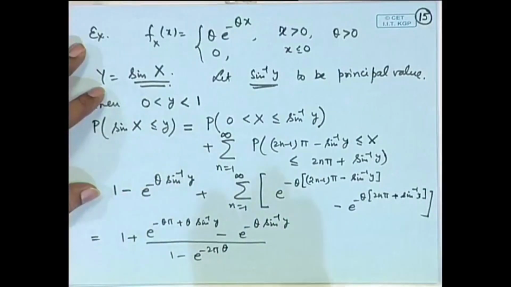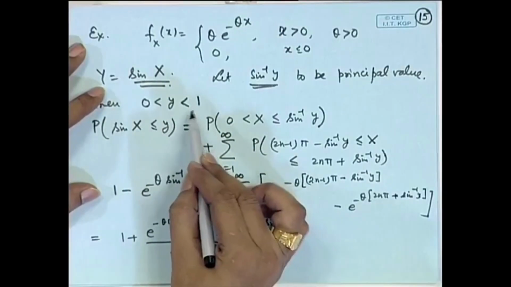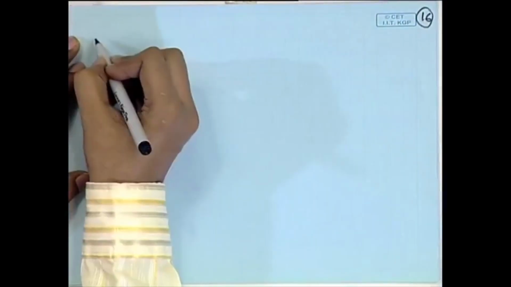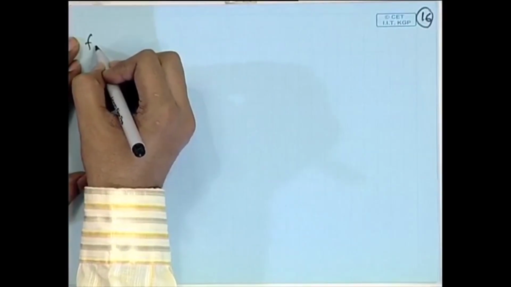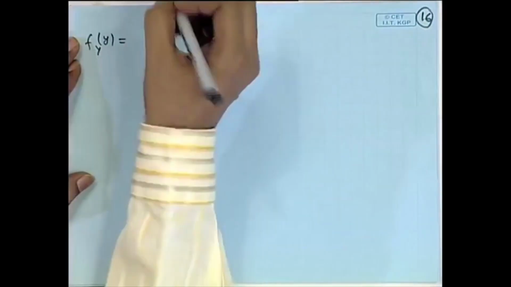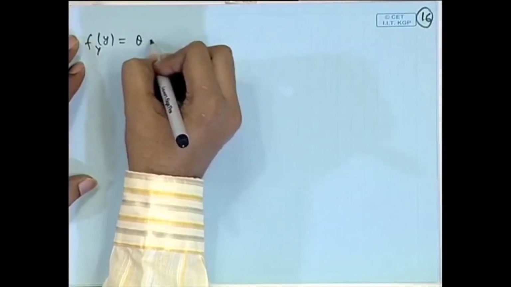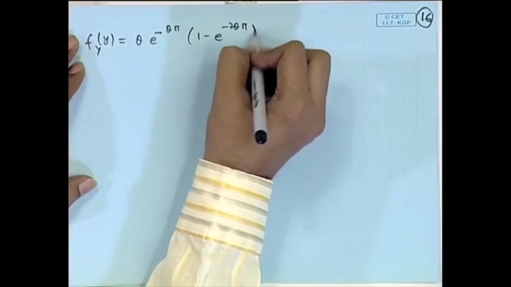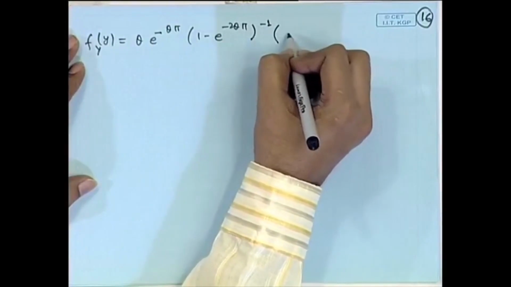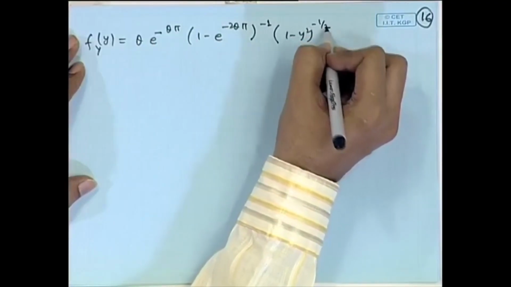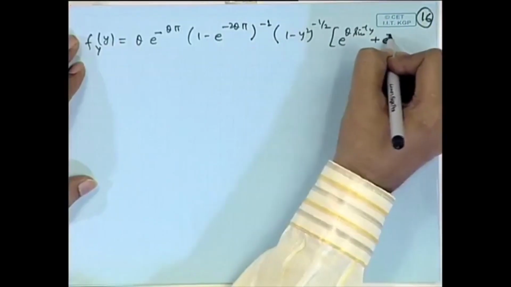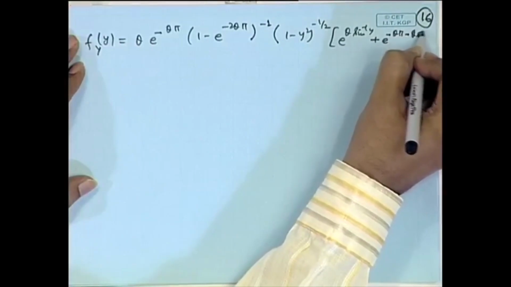In a similar way, if y is between minus 1 to 0, we can split the regions and evaluate. So, after carrying out the calculations, the density of y can be obtained after differentiation as theta e to the power minus theta pi, 1 minus e to the power minus 2 theta pi inverse, 1 minus y square to the power minus 1 by 2, e to the power theta sin inverse y plus e to the power minus theta pi minus theta sin inverse y.